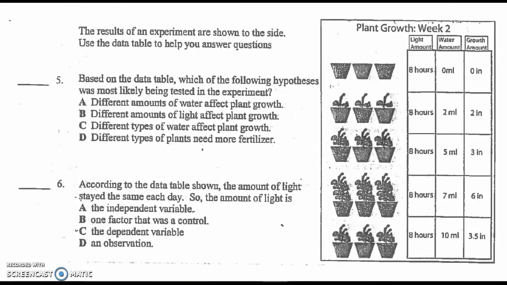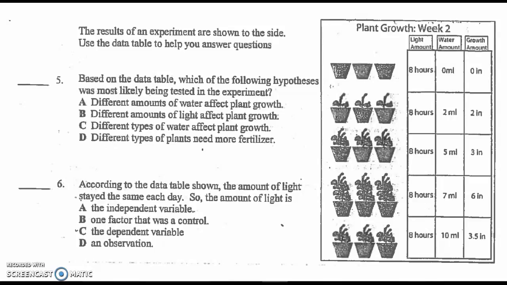The results of an experiment are shown to the side. Use the data table to help you answer the questions. And if you look at the data table, you see there's columns for the amount of light the plant received, the amount of water, and the amount that it grew.